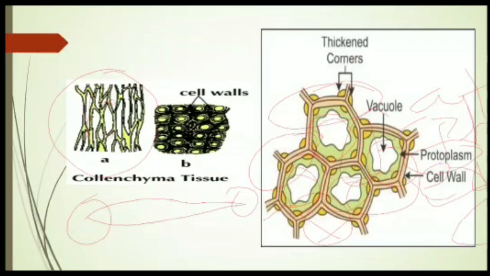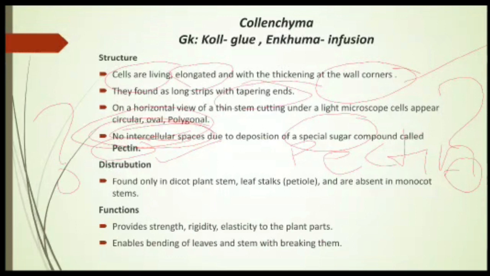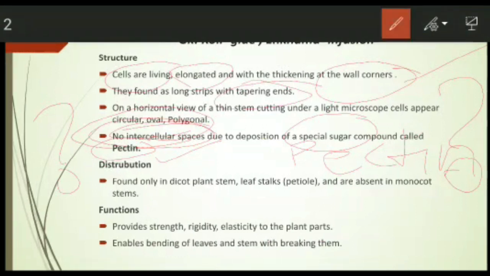So let's see its distribution. If you talk about the distribution, they are found only in the dicot plant stem, like your mango, papaya, banyan, peepal, all the common trees that we see around us. They are dicots, and you will find them in the stem or trunk of these dicot plants or trees.